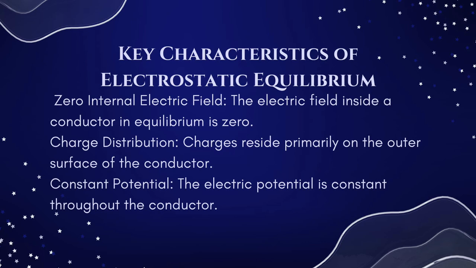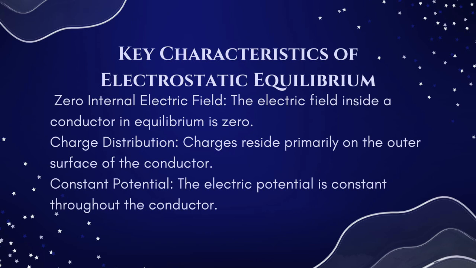Now we have the charge distribution. Charges reside primarily on the outer surface of the conductor. So when we say charge distribution, the electric forces inside the conductor balance out, so there's no net force on any charge. Let us go back to our example again with the people in the bus. When we say charge distribution, it's like the people pushing each other equally. They are pushed equally, so nobody gets pushed around.